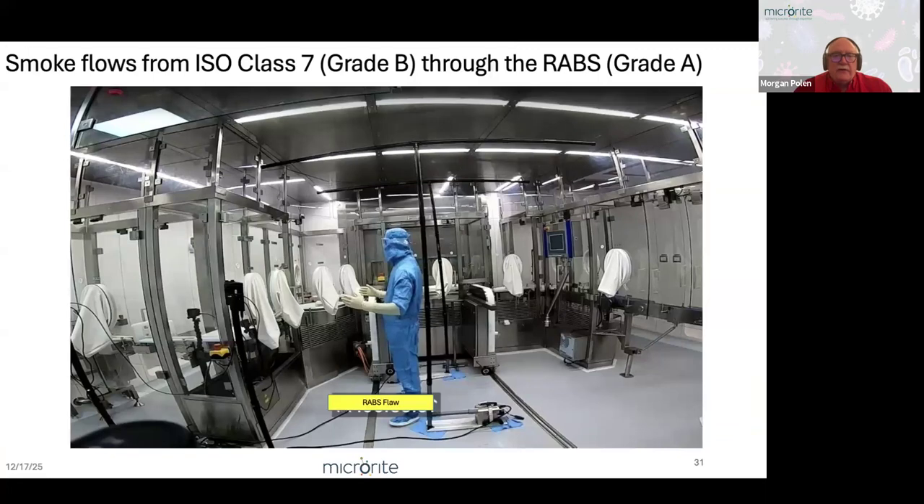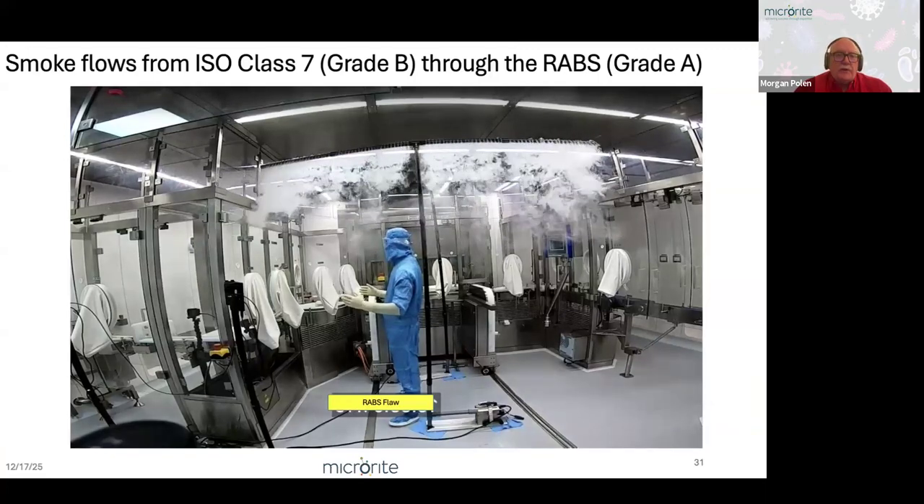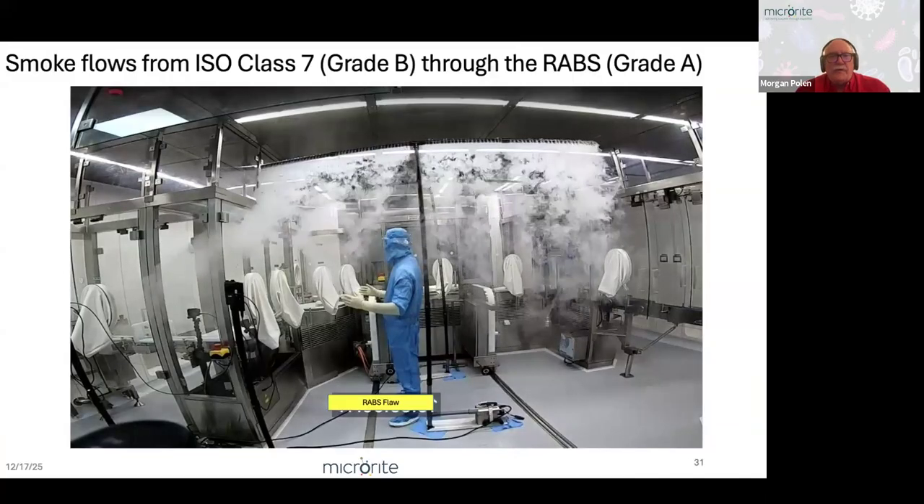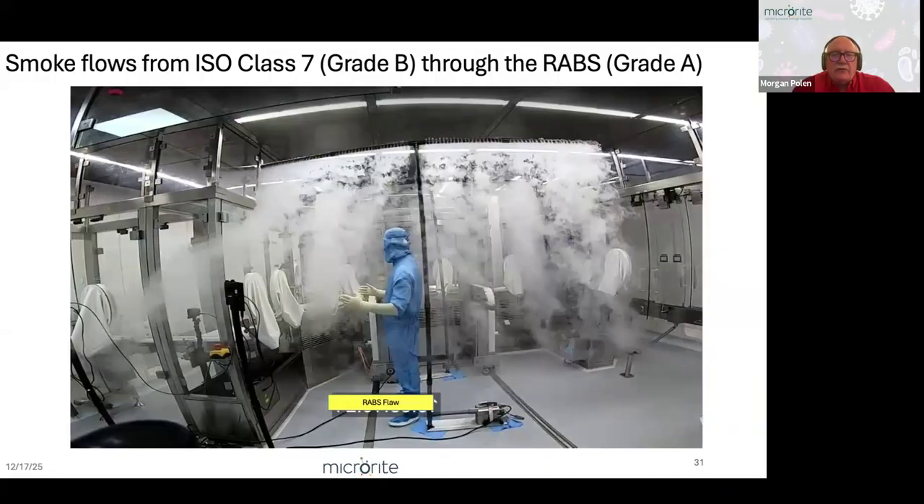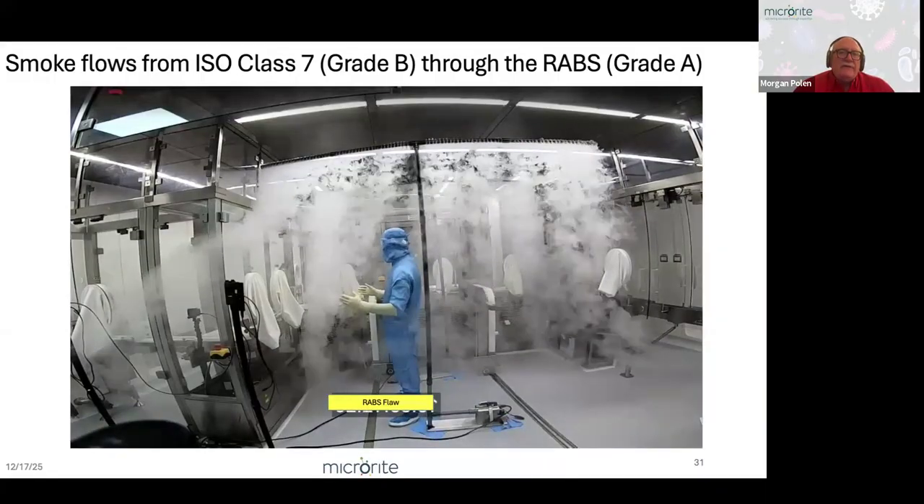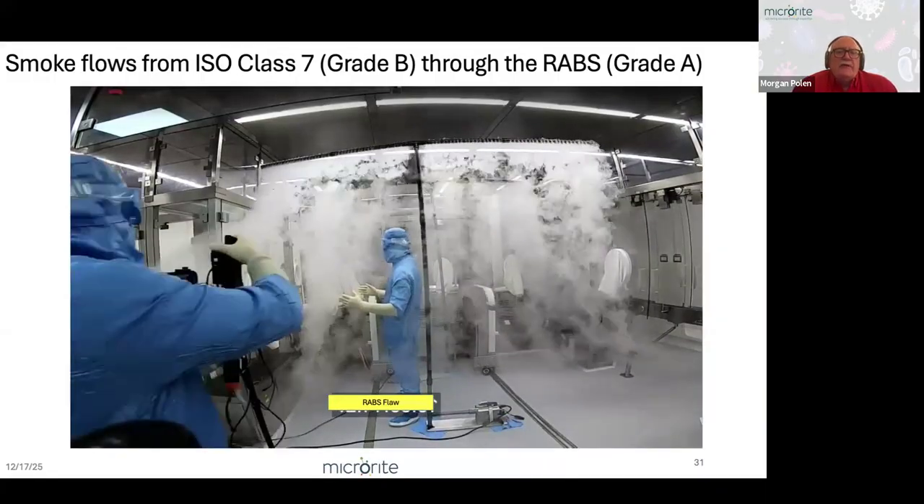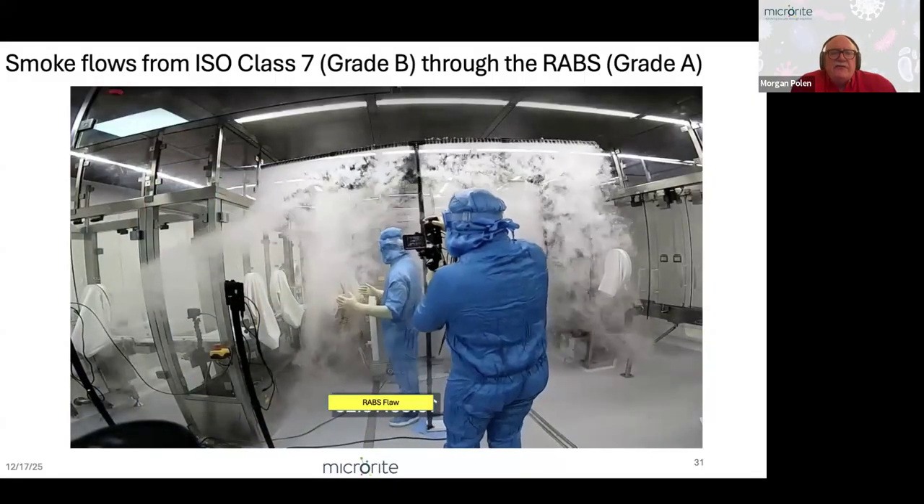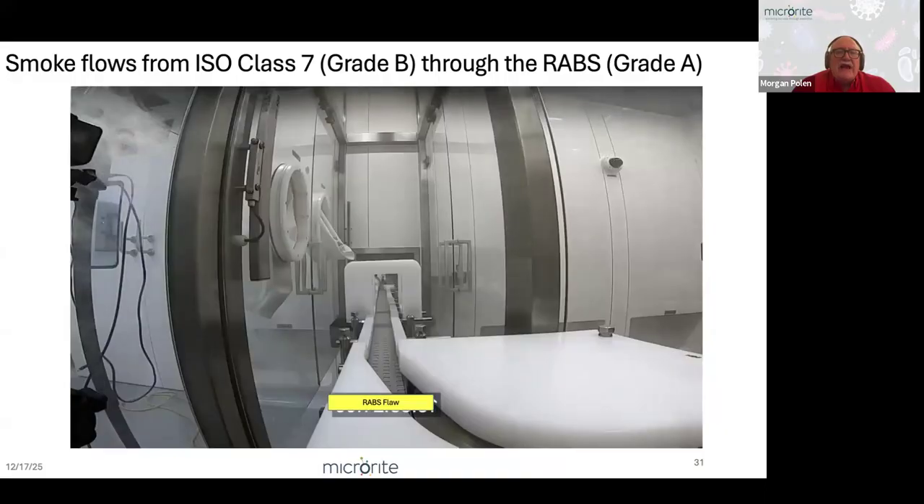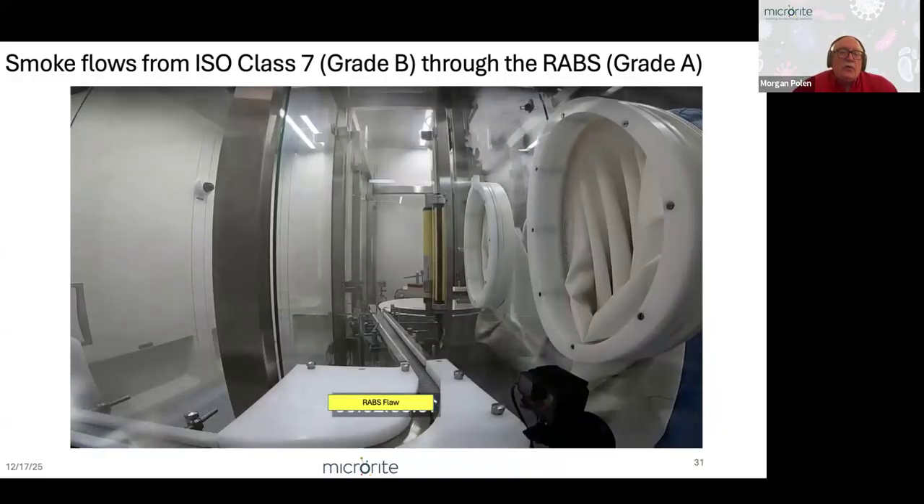Here's another example of poor airflow. This is the grade B zone, ISO 7, where the operator is standing, and the filling enclosure would be an ISO 5 or a grade A environment. And when we did this test in the grade B zone, we noticed that there was a problem where you can see how the smoke is going off to the left of the screen. And that smoke is actually flowing through the RABS enclosure, even with the doors not open. And when the doors are open, it's flowing through.